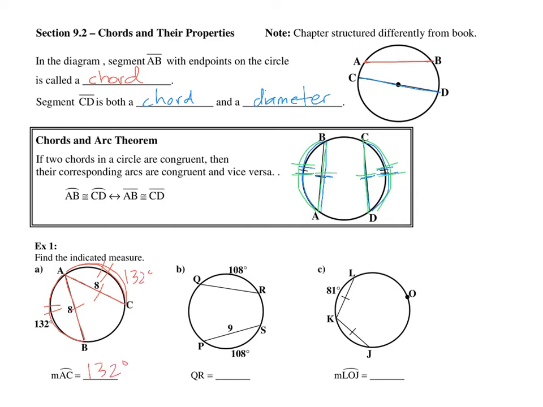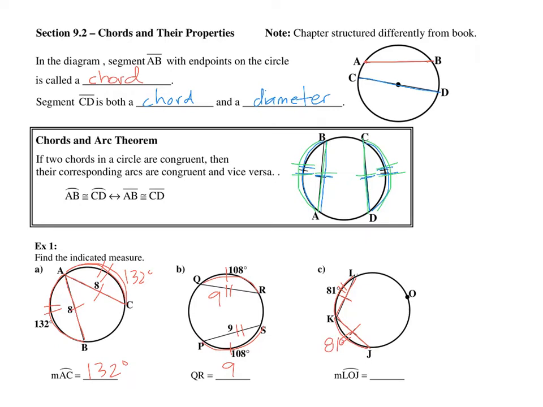Now for part B, here I have two arcs that are congruent, so their corresponding chords are also congruent. That's 9. So QR is 9. For C, I have these two chords that are congruent, and their corresponding arcs are congruent. So that's 81 degrees.